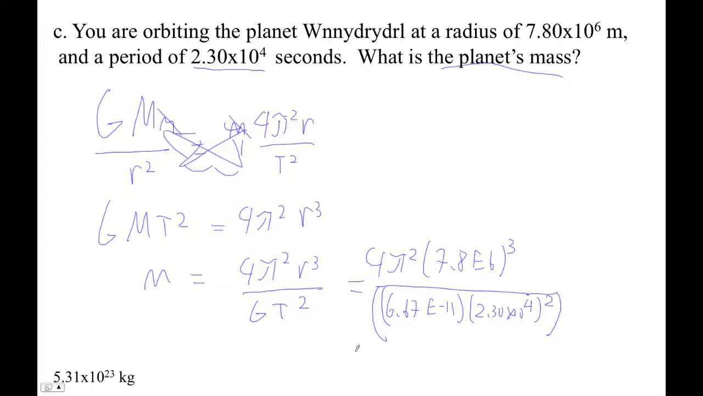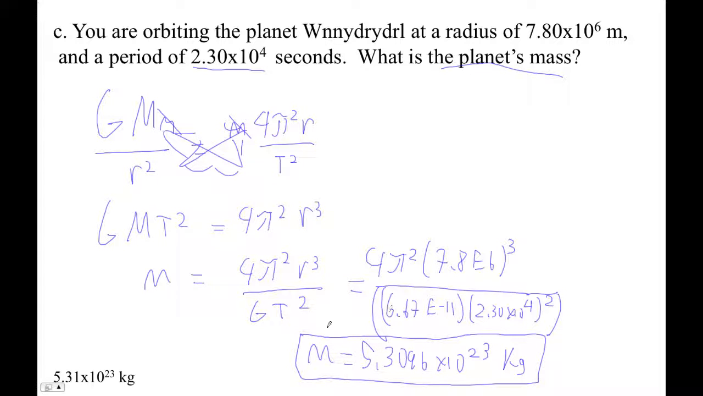And I'm getting that the mass is 5.3096 times 10 to the 23rd kilograms. I am successful.